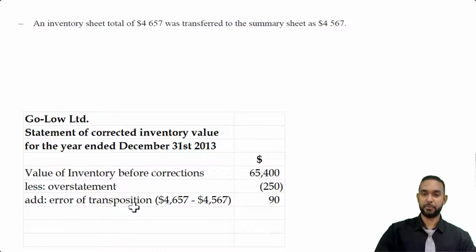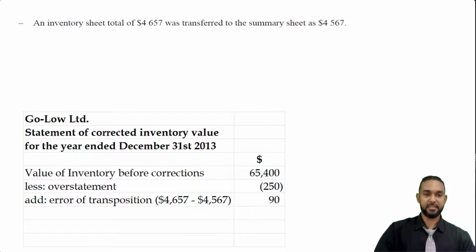So you see add error of transposition, and you'll see the little working in here. An error of transposition is where you mix up the digits of the figure and you use the incorrect figure with the digits mixed up to enter the information in the appropriate place. So of course, if you enter the wrong figure, you're going to have to fix it.